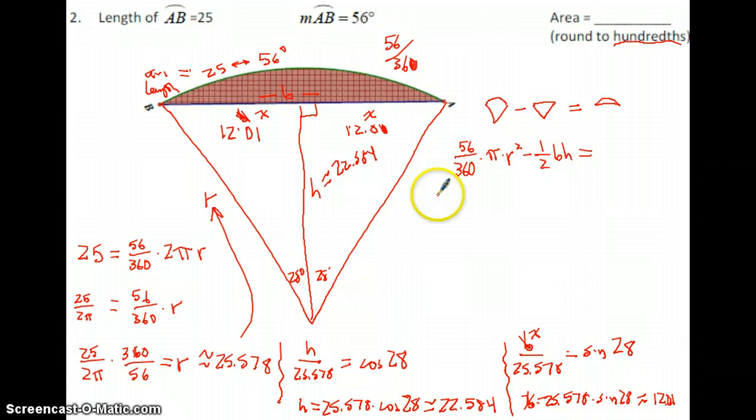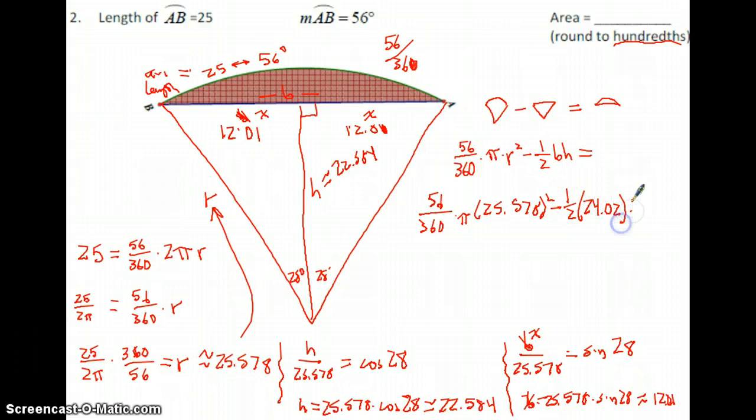Now I can put all that stuff in here. 56 over 360 times pi times 25.578 squared minus a half. Now here, when I get to b, I've got to be careful. It is the whole thing. It's the 24.02 times h, which I found a while ago, 22.58. Doing all of those calculations, I get about that much for the sector, that much for the triangle, so the final answer is something like 48.53.